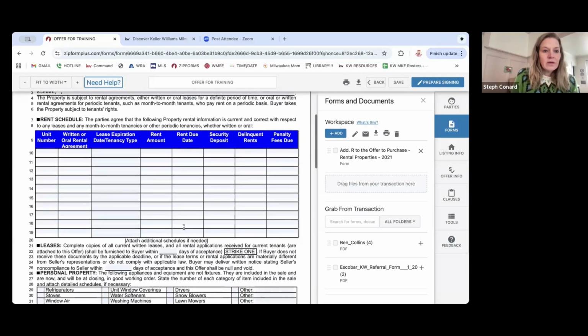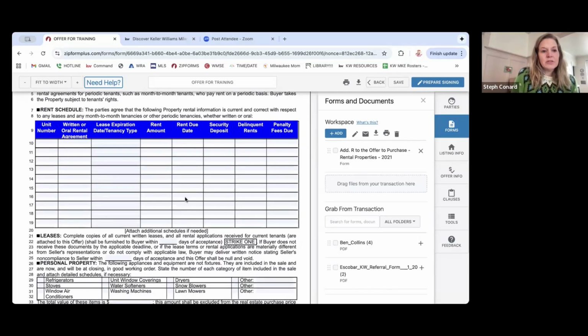Rent schedule. So beginning on line 7. Parties agreed that the following property rental information is current and correct with respect to any leases and any month-to-month tenancies or other periodic tenancies, whether written or oral. And then you can just, again, kind of outline the loose and main terms of a lease here.